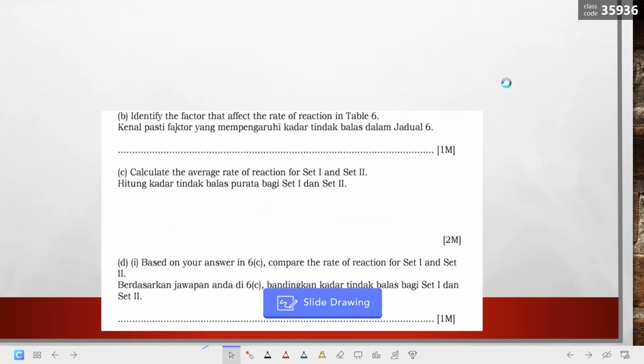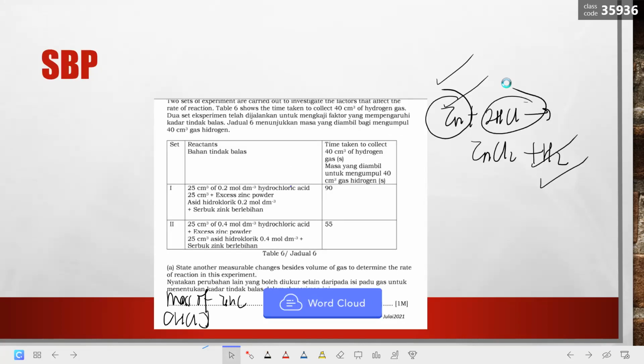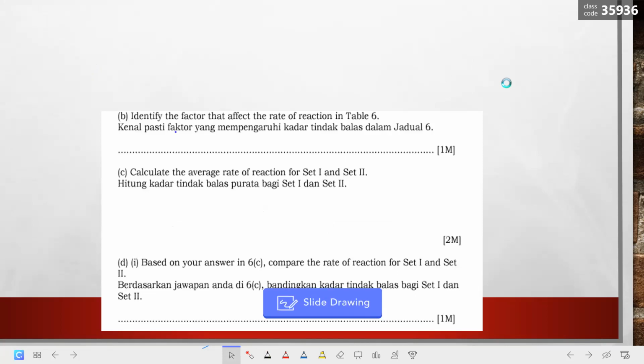Identify the factor that is affecting the rate of reaction here. Okay, Durga. Concentration of hydrochloric acid. Perfect. Okay, the answer is concentration of hydrochloric acid.